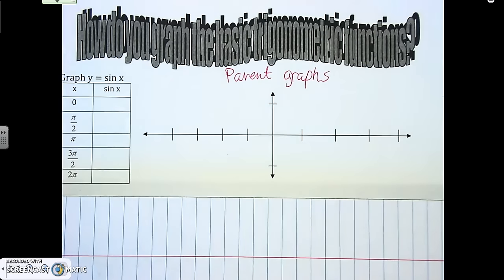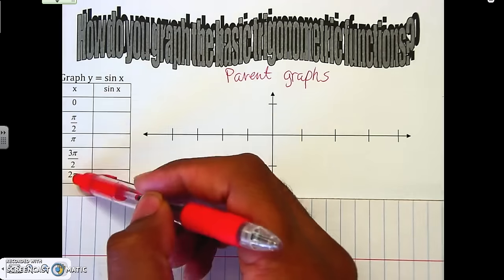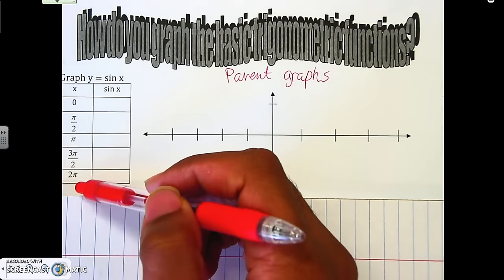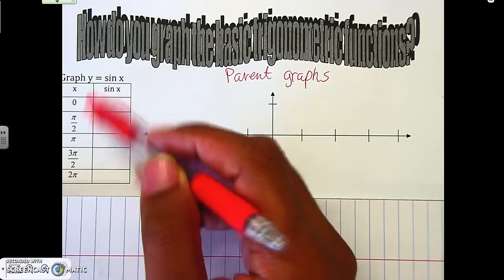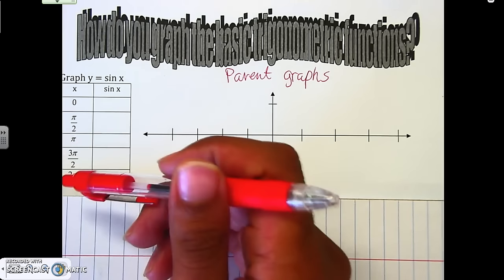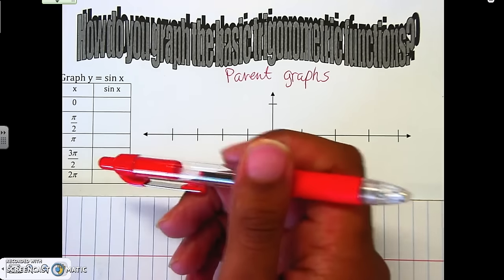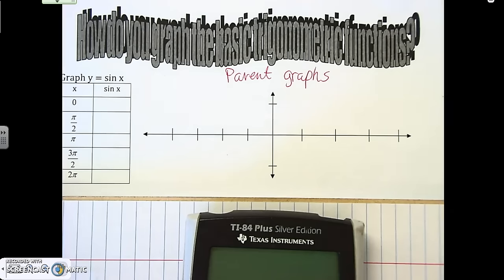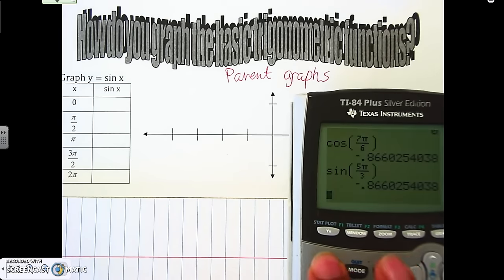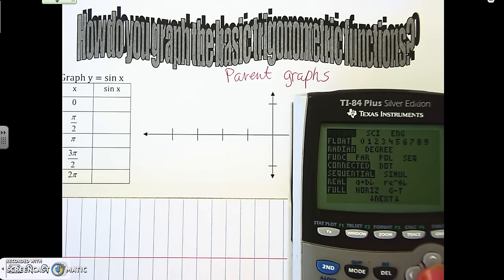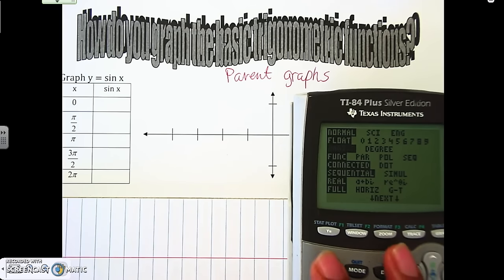Alright, so looking at each one of these, these are all in radian mode, right? Because it does not have a degree symbol. So what we're going to do is go ahead and put these into the calculator using our radian mode. Check your calculator, check your mode, and make sure it's in radians. So let's do this, hitting the mode button. Mine is already in radian, so we're good. If yours is not, you need to come down and hit enter on radian to change it over.